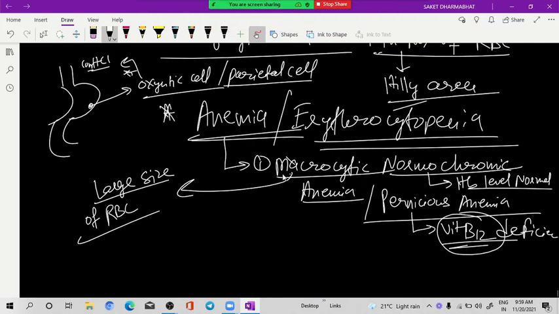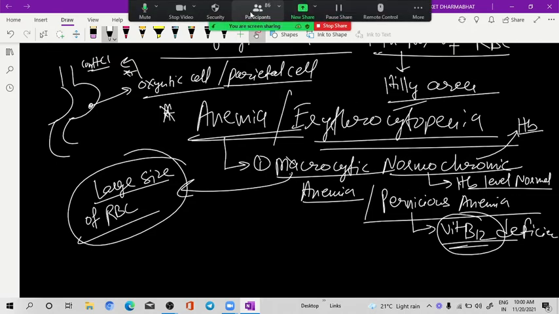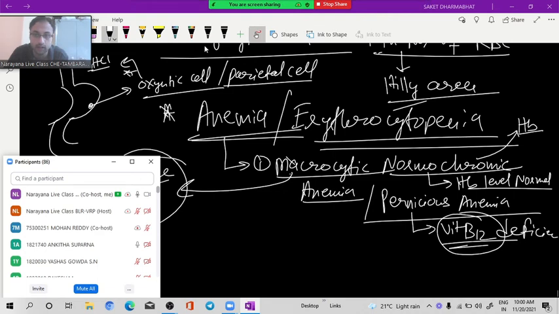Yeah, macrocytic. Macro means what? Big size. RBC become what? Bigger in size. Normo means what? Normal. Chromo means what? Normal hemoglobin, level of hemoglobin. Yes. Hemoglobin level is what? Normal. Okay. And this large size, what is happening?